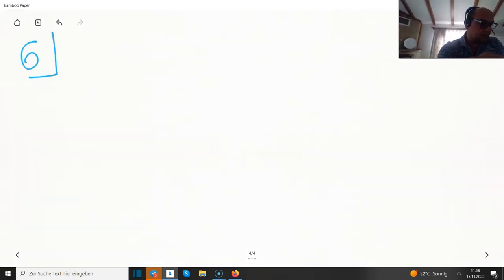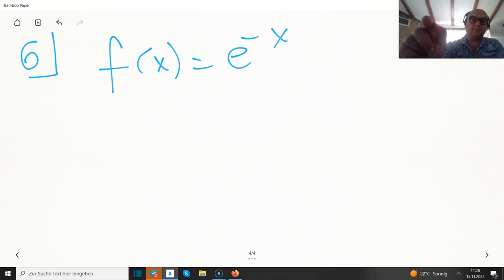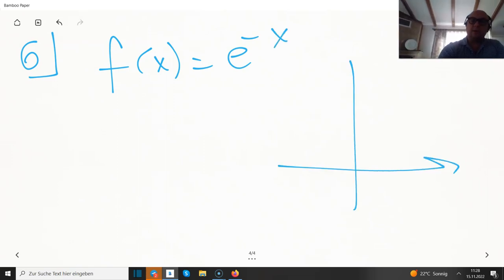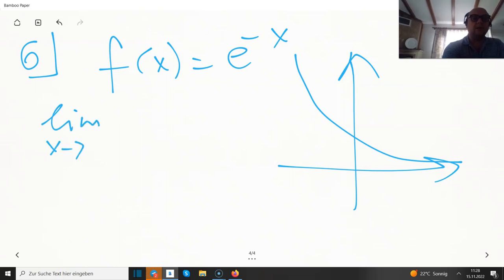Number 6, what do we have there? F of x equals e to the power of minus x. Well, if you remember how the function looks like, e to the power of x is just running steep, and e to the power of minus x is also running steep, but steep down, right? So this is the way it works. So we have no asymptote if we're running to the left-hand side, but if we are running towards plus infinity in this case, it's going to be 0.